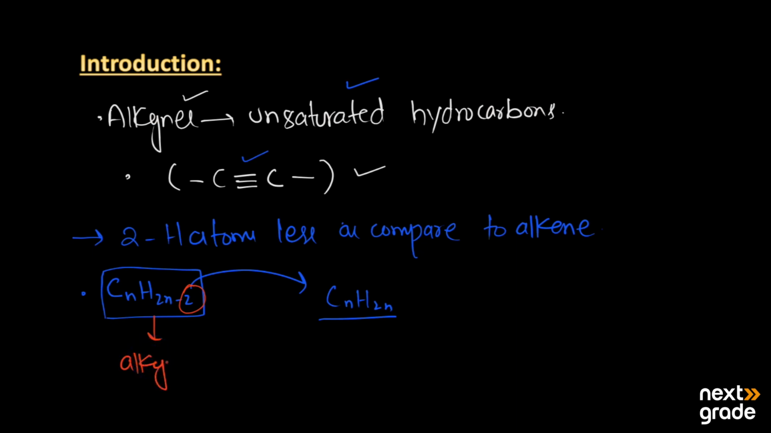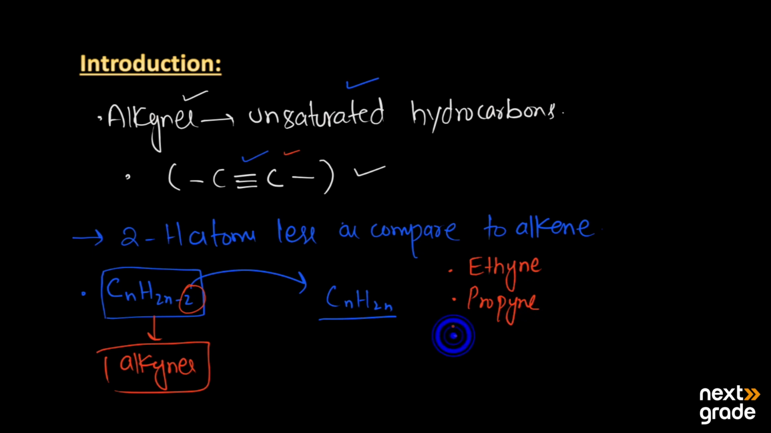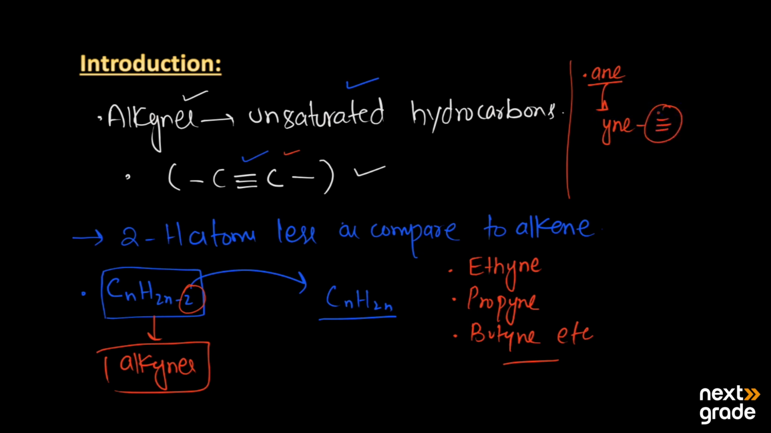Alkynes have a triple bond, they are unsaturated, and examples are: from ethane and ethene we get ethyne, from propane and propene we get propyne, from butane and butene we get butyne, and so on. We replace the -ane of the simple alkane with -yne, and that -yne shows that there is a triple bond between two carbon atoms.